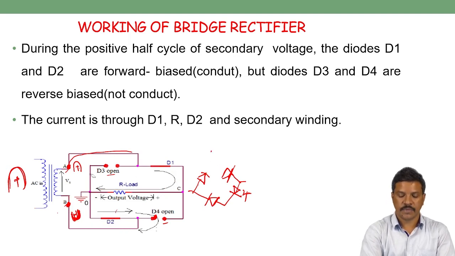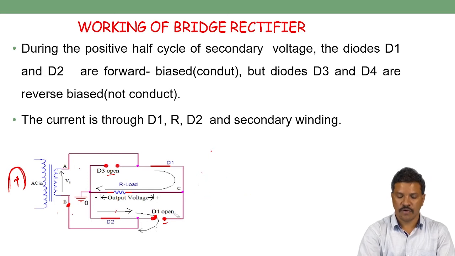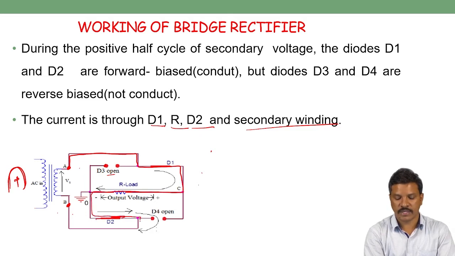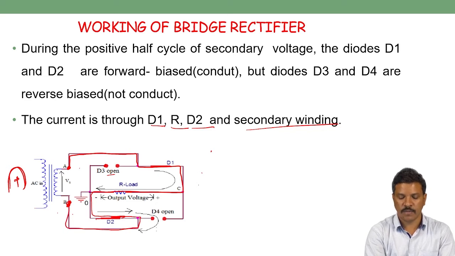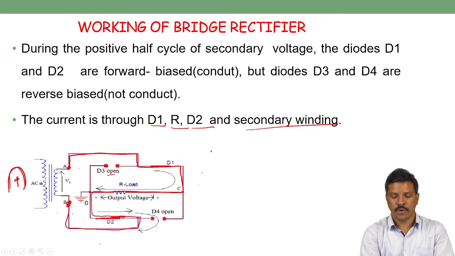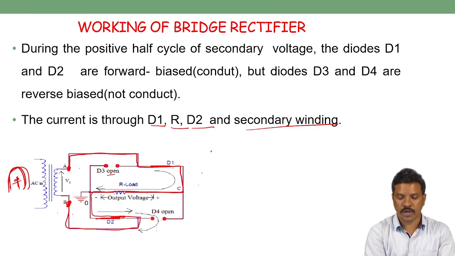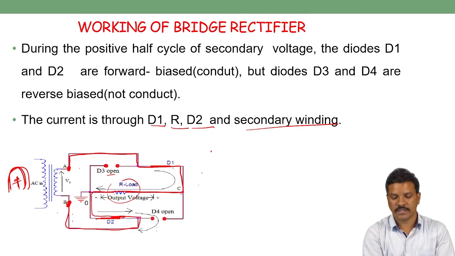So when we see the direction of this current flow, the current passes through D1 or D2 and the secondary winding. Start here at the positive potential point, the current passes through D1, then through the load resistor, and then D2 is forward biased, conducting, and connected to the negative potential. So it will be like a loop. Whatever the instantaneous positive voltage at point A passes through D1 and the load resistor, so the voltage across the load resistor will be the same instantaneous output voltage.